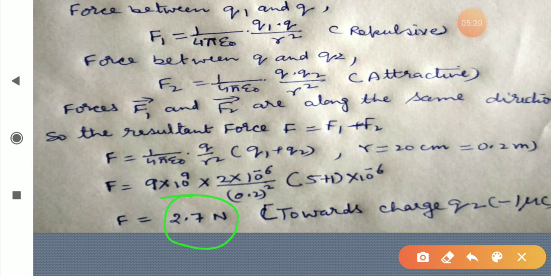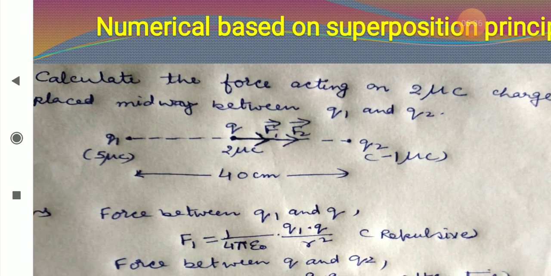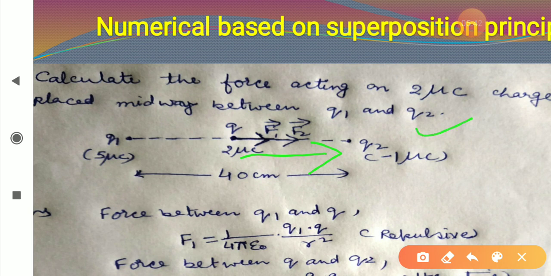Now let us look at the direction of this force. Since both the forces are along the same direction, the direction is towards the charge Q2, towards the negative charge. Let us have a look at this diagram once again. See, the resultant force is acting towards the negative charge. The sum of F1 and F2 will be acting towards Q2, right?